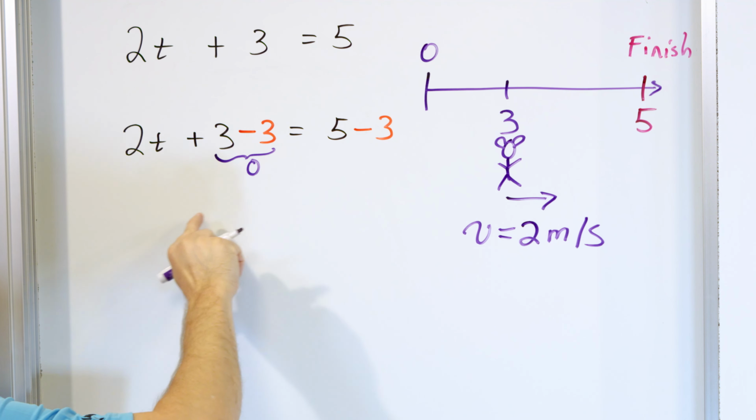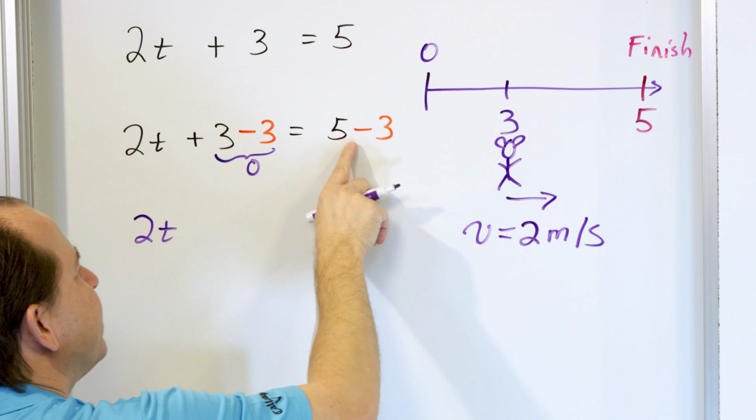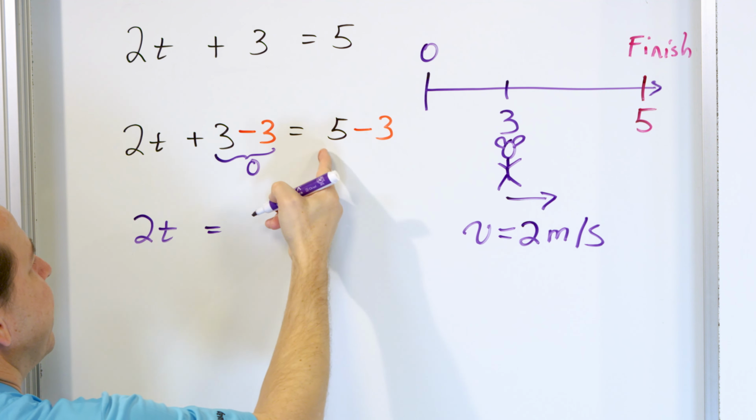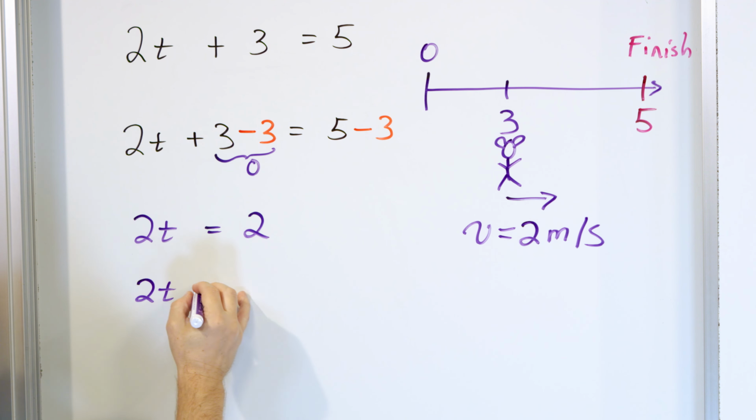So what will be left on the left side of the equation? Just 2 times t. What will be left on the right side of the equation? 5 minus 3 is 2. Now, if I gave you this equation, you know how to solve that because we just solved it in the last lesson. Let's solve it. 2t is equal to 2.